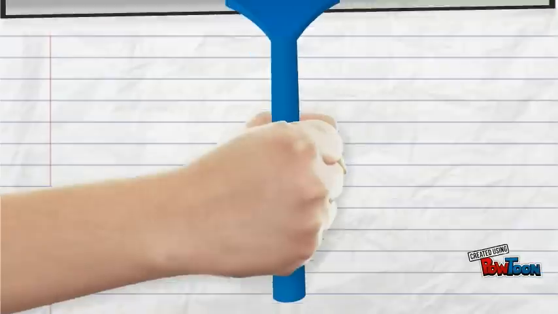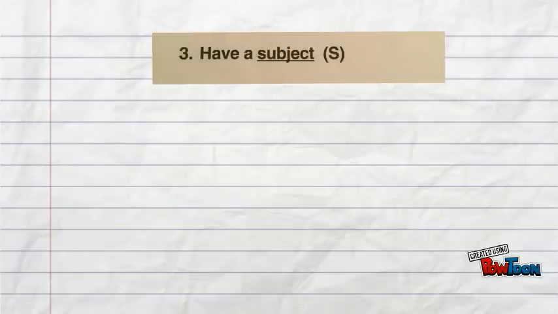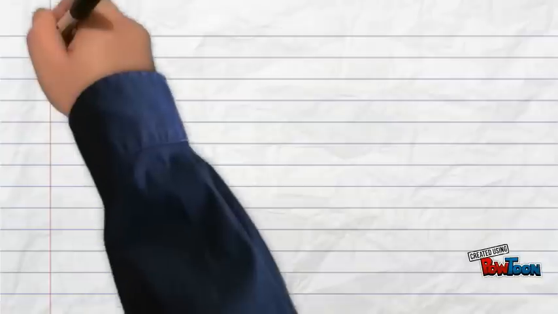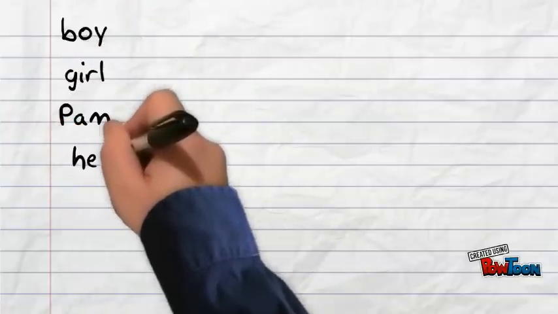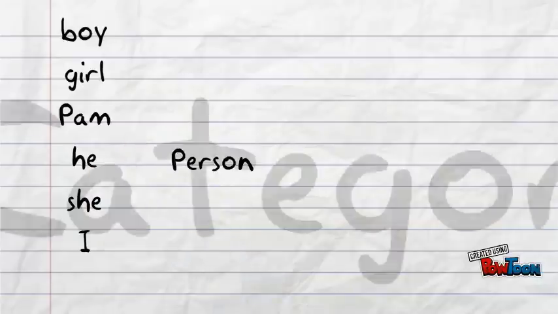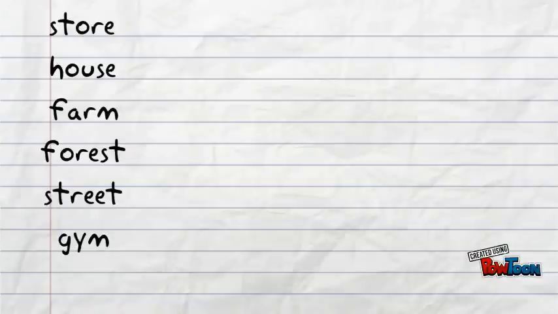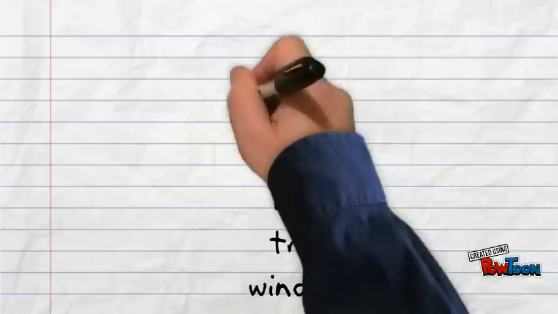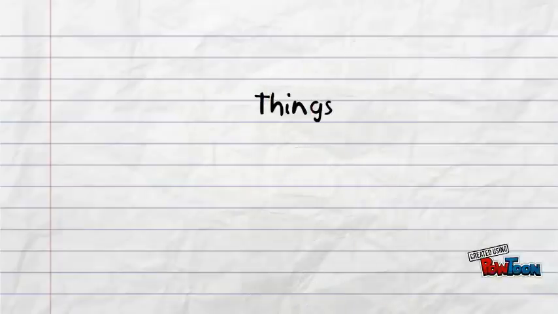The next requirement of a complete sentence is a subject. The subject of a sentence is the person, place, thing, quality, or idea that the sentence is about. Words like boy, girl, Pam, he, she, and I would fall under the person subject category. Words such as store, house, farm, forest, street, and gym are subjects that are places. Ball, hat, tree, window are examples of subjects that are considered things.